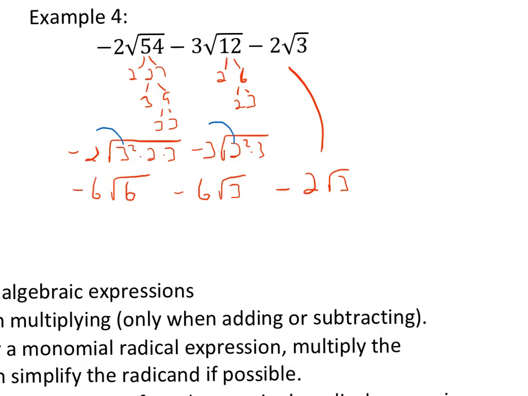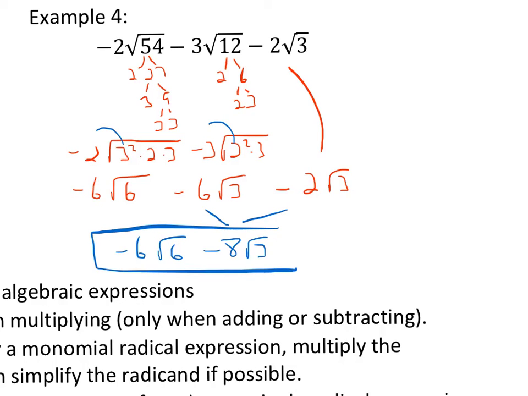Now here we have 2 of them having like terms, so those can go together. Those two can go together and give you negative 8 root 3, and the other one just stays negative 6 root 6. They are not like terms, and that is considered finished. This ends part 1 of Lesson 10.2.